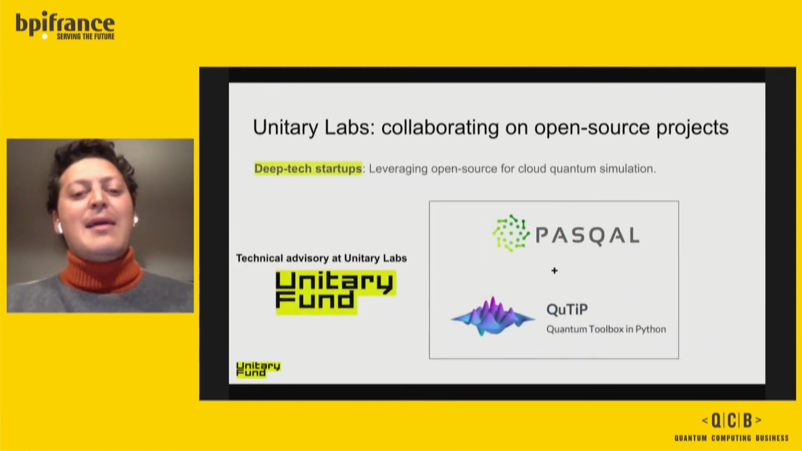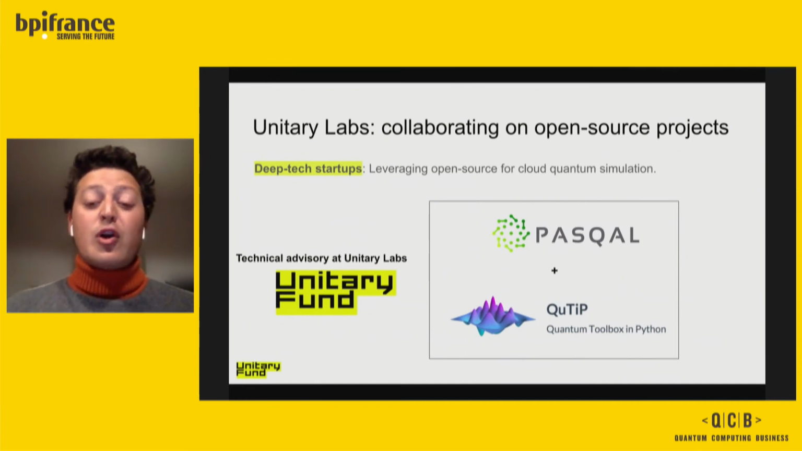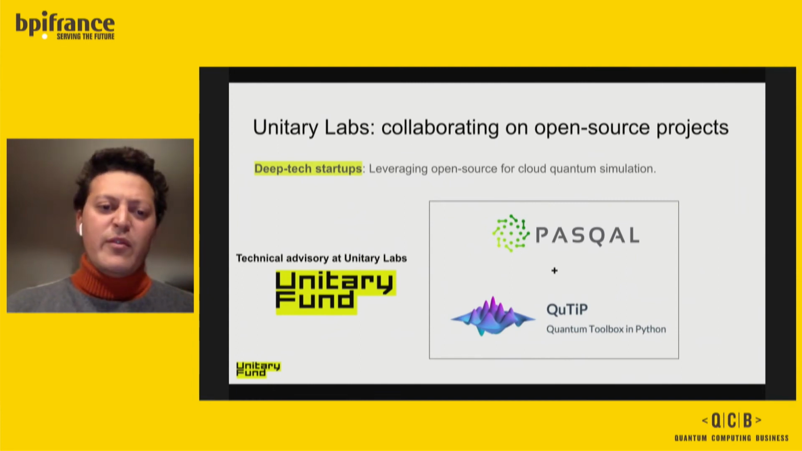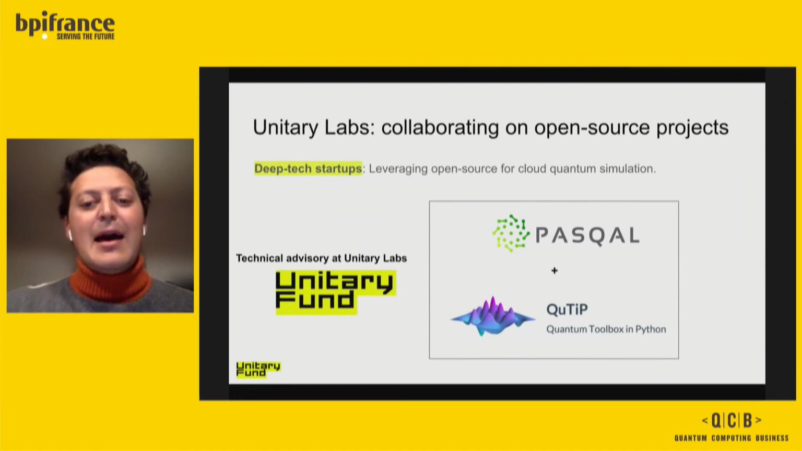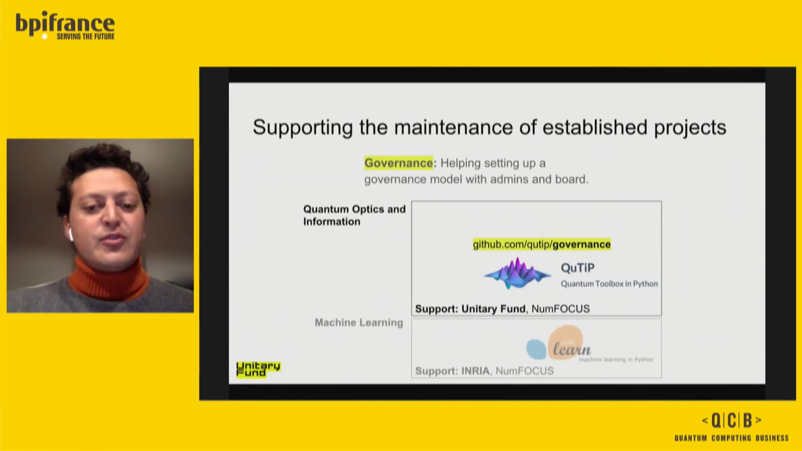And on the last minute I'm given, I just want to mention 2 things in which we're also helping companies in France leverage open source. With a technical advisory at Unitary Fund, we're helping Pasqal put their quantum devices on the cloud and leverage QuTiP, this quantum toolbox in Python I mentioned earlier. And then we're also helping these large established grassroots projects really have a governance that helps them work better. And this is very important in open source.